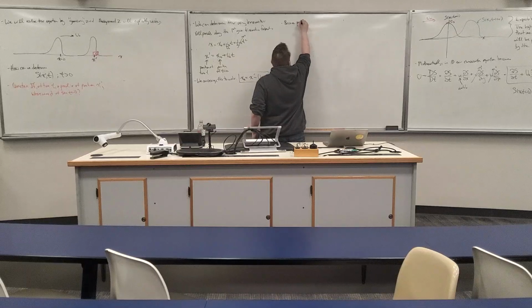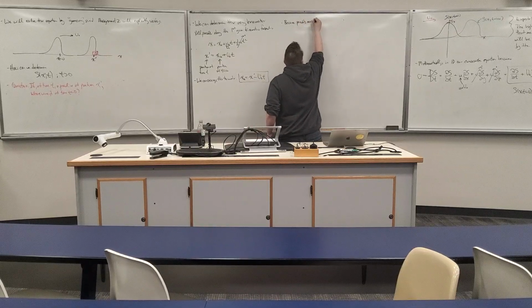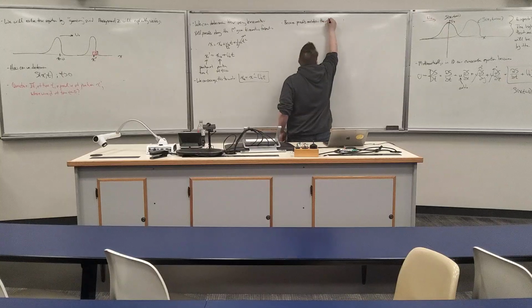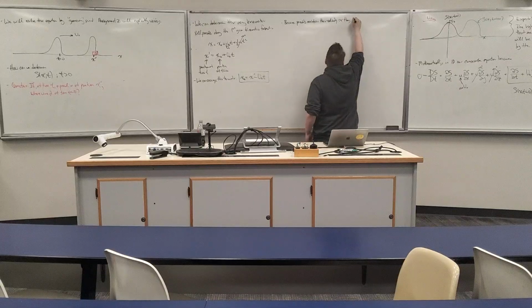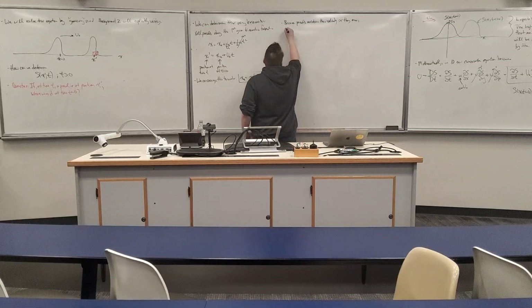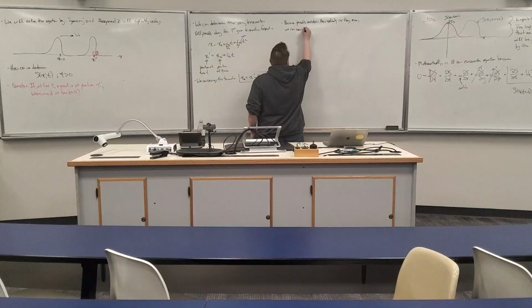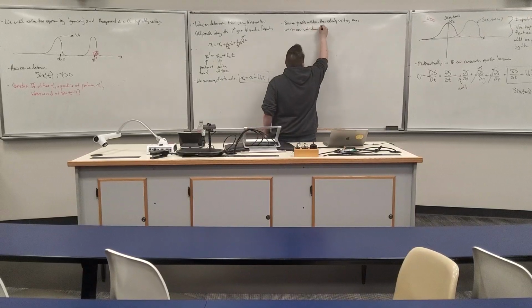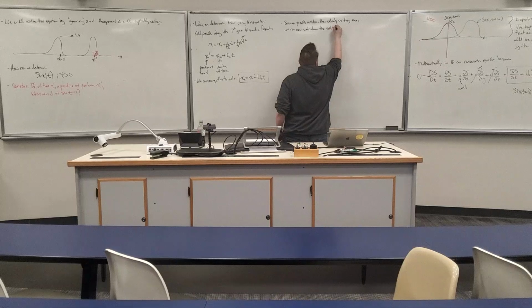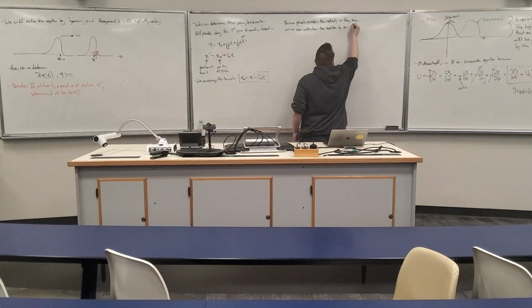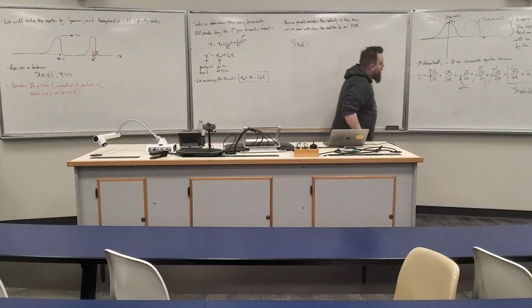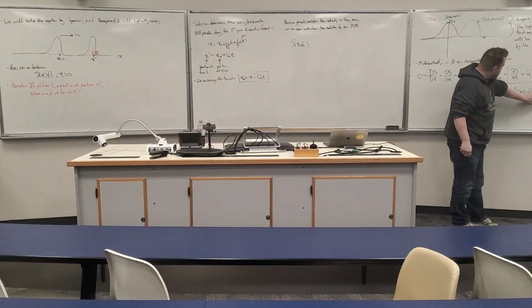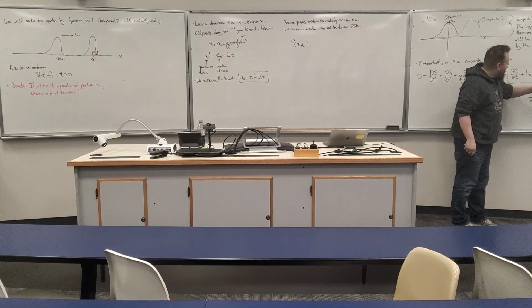So because parcels maintain their salinity as they move, we can now write down the solution to our PDE, which is S of x and t. So we can recall that the original salinity distribution was equal to S naught times e to the minus x squared over L squared. L is a constant.